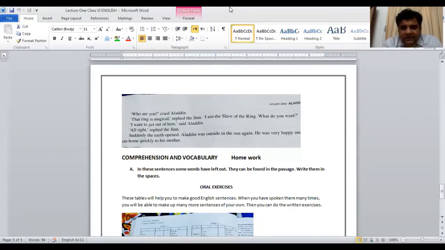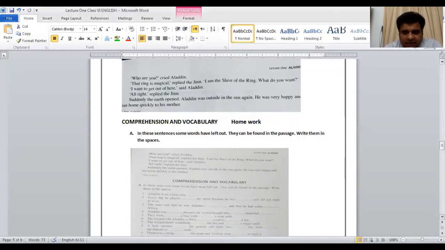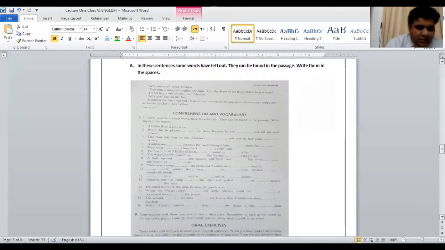So, dear students, now we have comprehension and vocabulary. In comprehension and vocabulary, you will see over here, look, this is the first exercise. In these sentences, some words have been left out. They can be found in the passage. Write them in the blanks. So dear students, this is the exercise on page number 3.